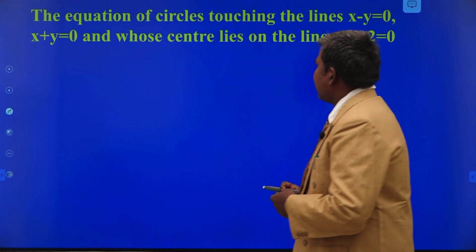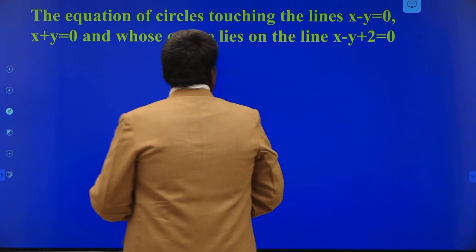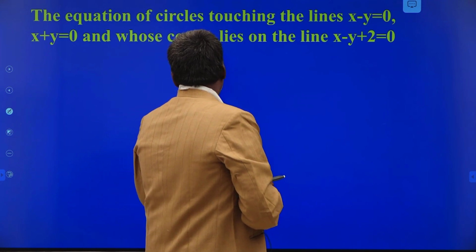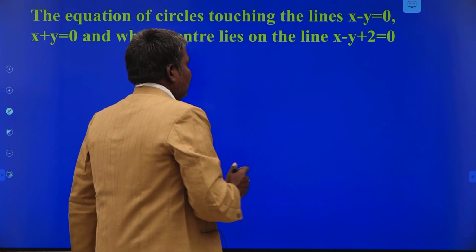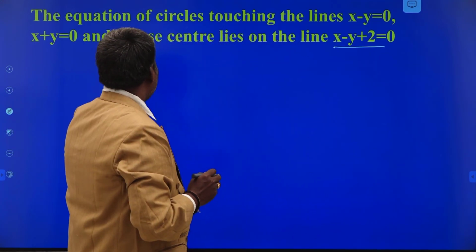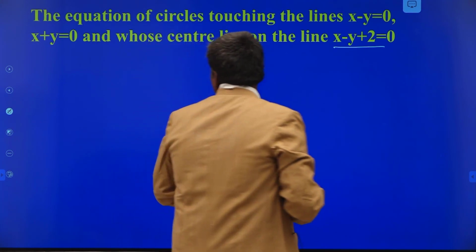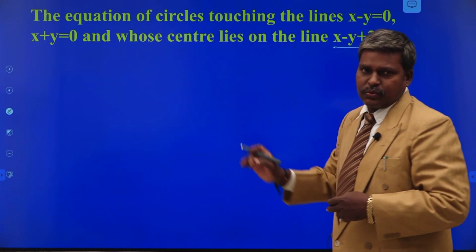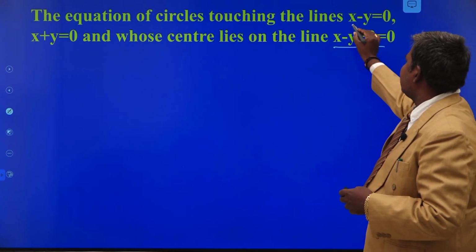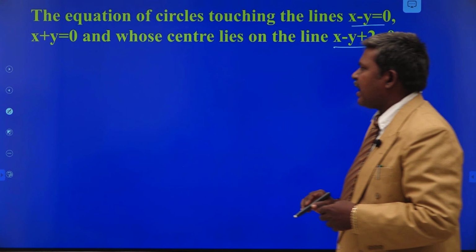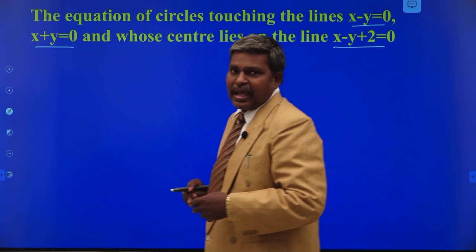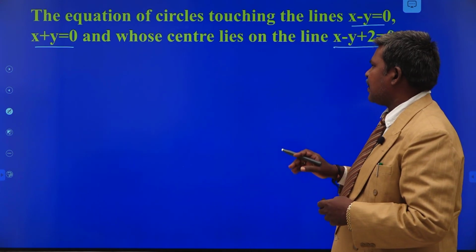See this one. The equation of circles touching the lines x minus y equal to 0 and x plus y equal to 0 and whose centers lie on the line x minus y plus 2 equal to 0. Carefully, this is a very nice question. We have to find the equation of circles touching the lines. What are the lines here? x minus y equal to 0 and x plus y equal to 0. Actually, these are what? Angular bisectors of the coordinate axes. Am I correct or not?